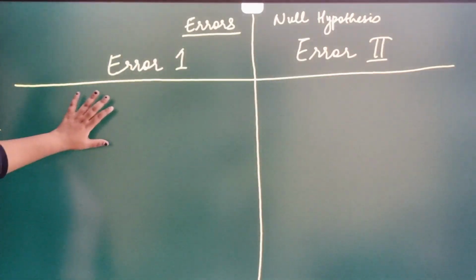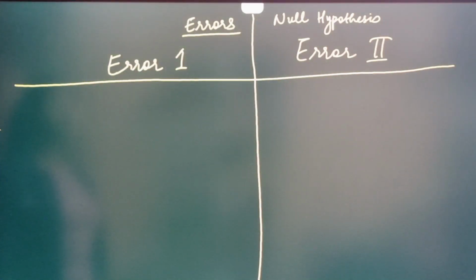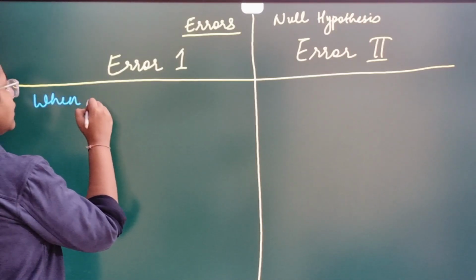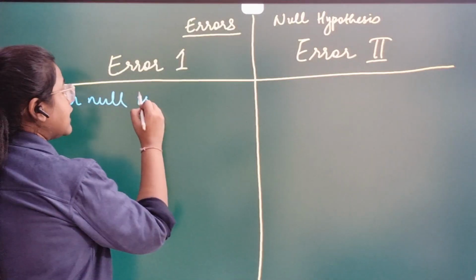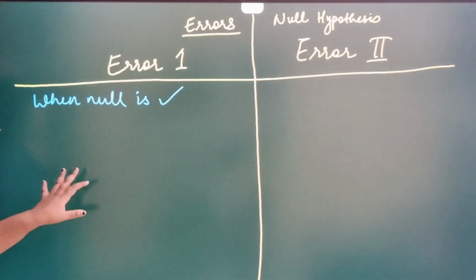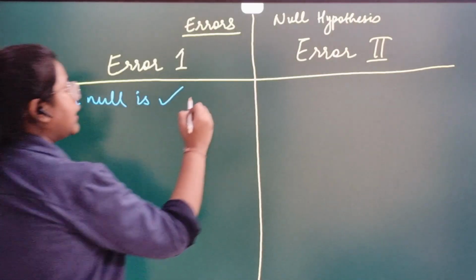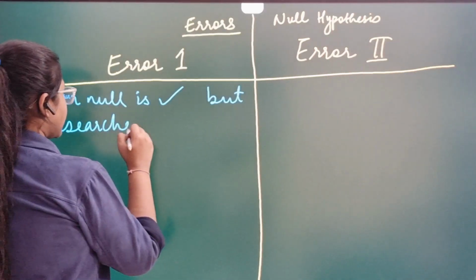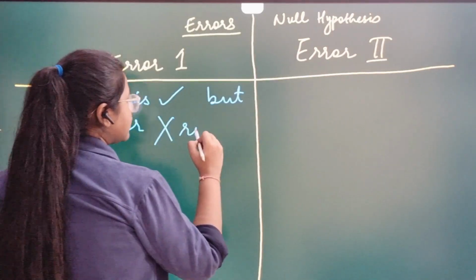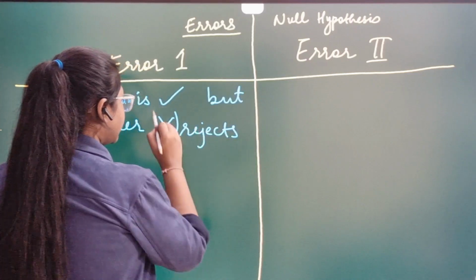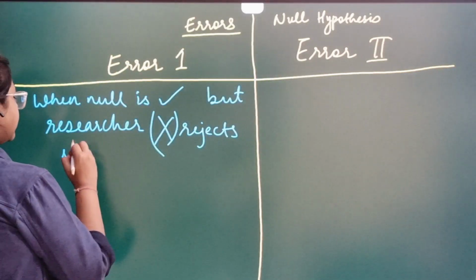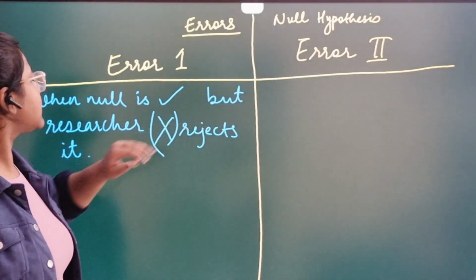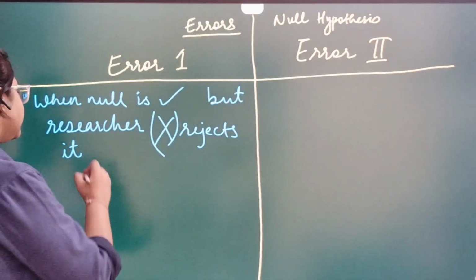Okay, so error 1, what does error 1 mean? This error says that when the null hypothesis is correct, but the researcher rejects it, then it is type 1 error. When the null hypothesis is correct but the researcher rejects it, what does it mean?